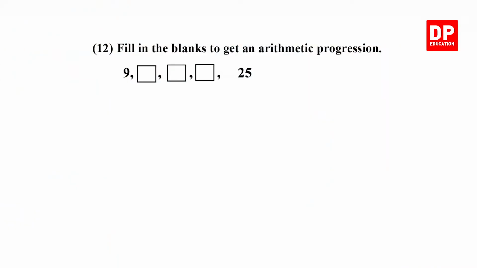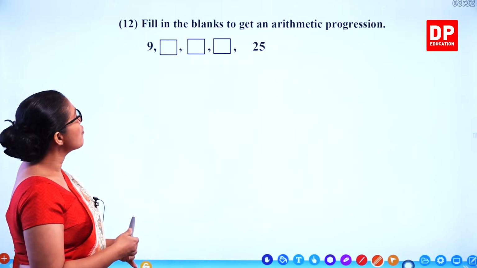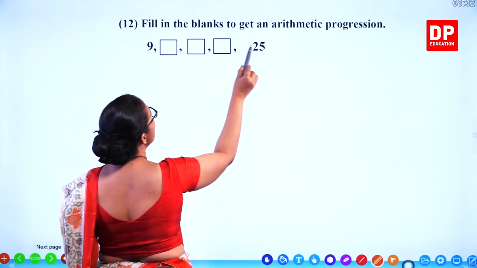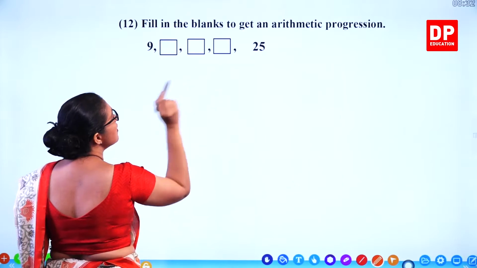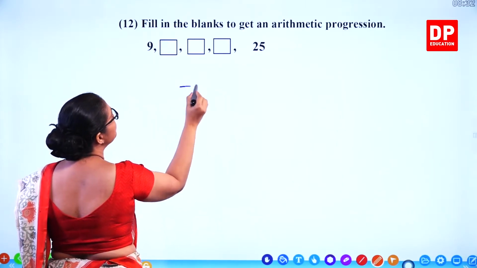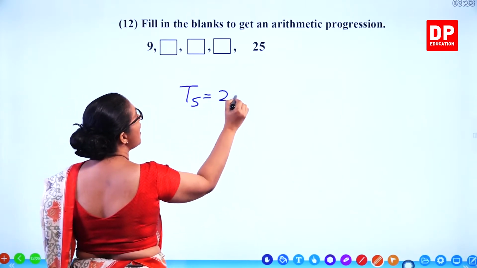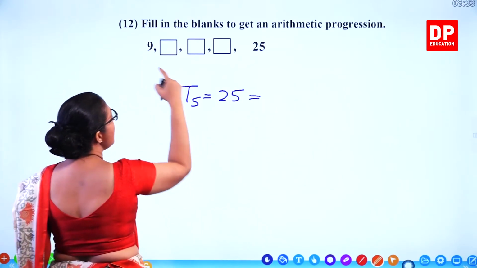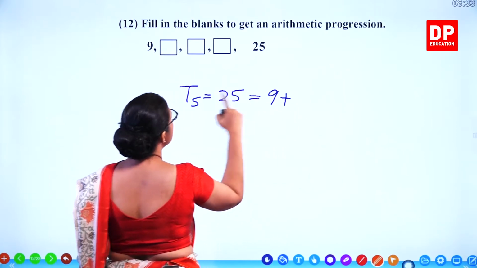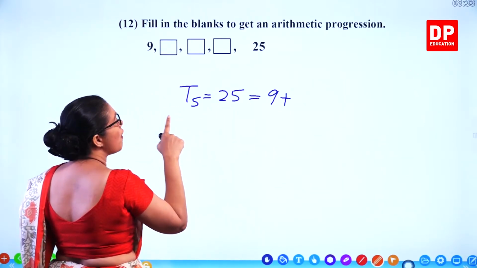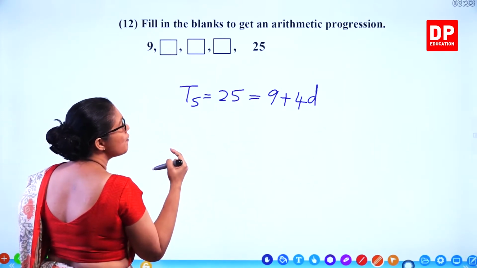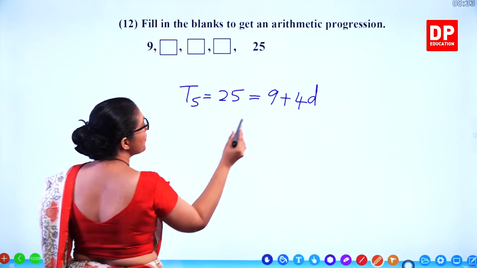Question number 12. Fill in the blanks to get an arithmetic progression. So you have to fill these 3. So first, second, third, fourth, fifth. So you can use that formula. Fifth term, that's 25. How can you write in terms of A and D? A is 9 plus n minus 1, 5 minus 1 means 4D. So this is 25. So you can find easily what's the difference.